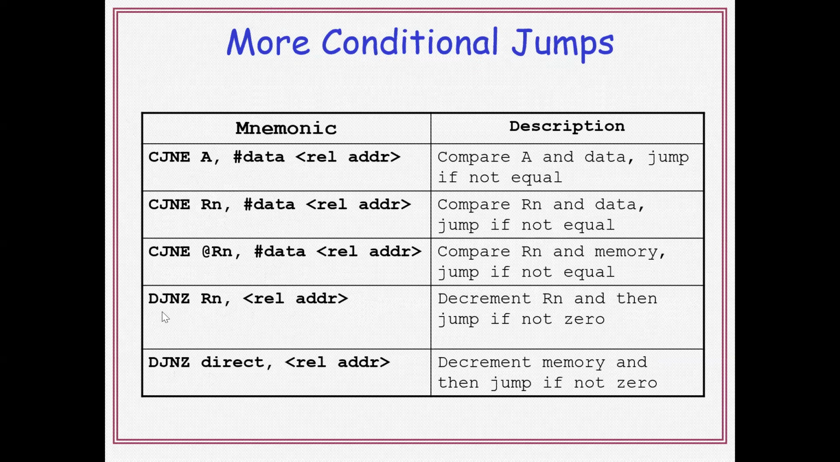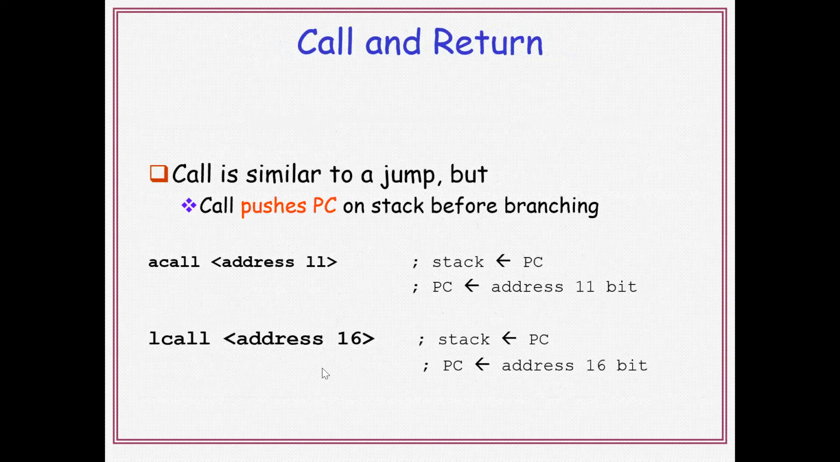Fifth one is DJNZ, decrement and jump if non-zero. The content of R1 is decremented by 1. If it is non-zero, then go to the relative address. In this case also the same: DJNZ, decrement and jump if non-zero, the content of the memory location is decremented by 1. If it is non-zero, then go to that particular relative addressing mode.